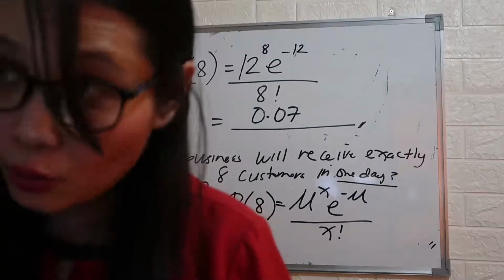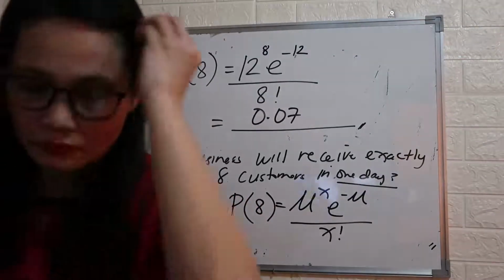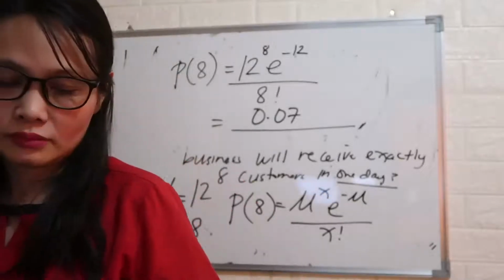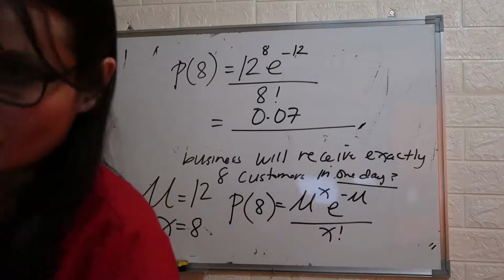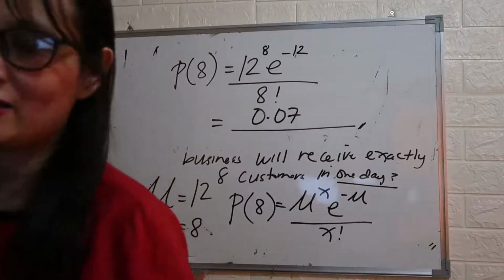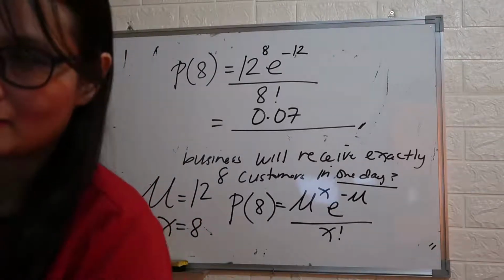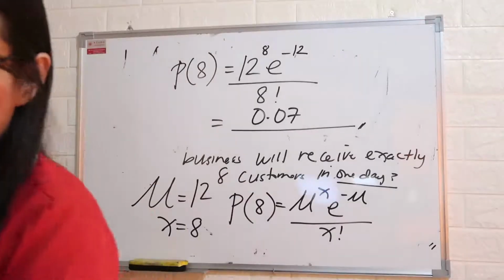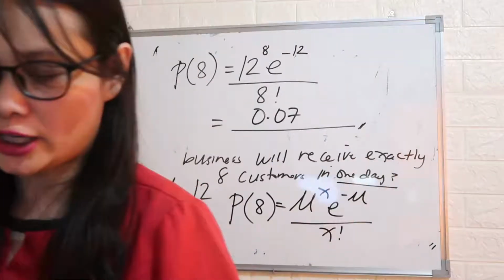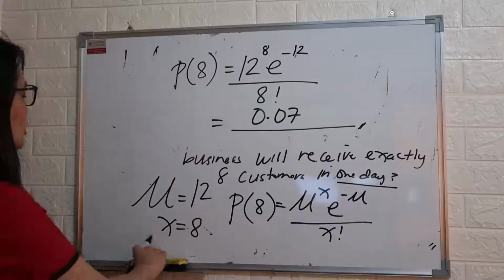So we have 12. You press 12 and then raise to 8. Then shift, the calculator is different, shift then E. Okay, very good. And then raise, then negative 12 over 8 factorial. Okay, factorial. There's a factorial symbol in your calculator, so kindly check it. Next, number 2 example.